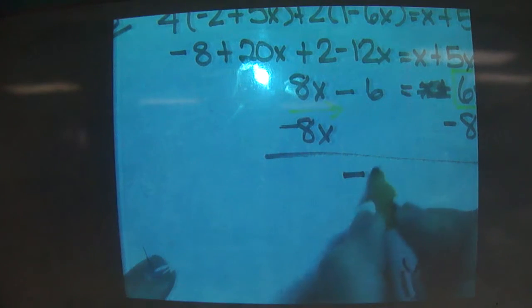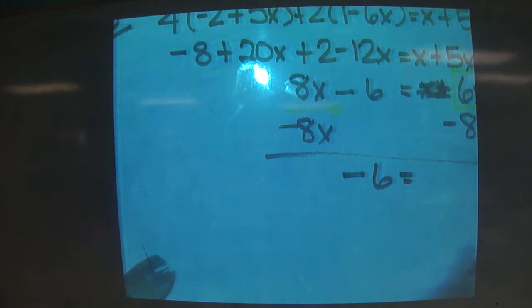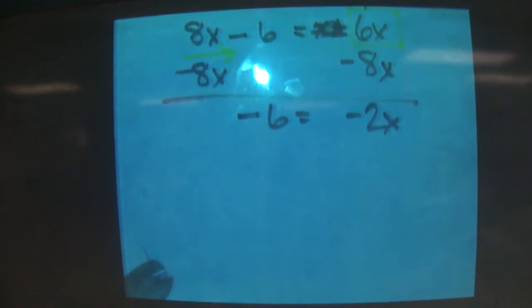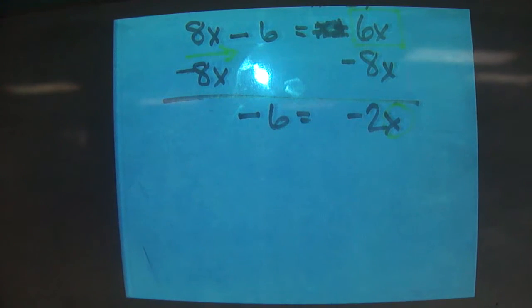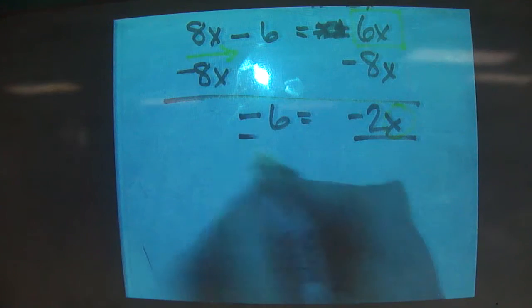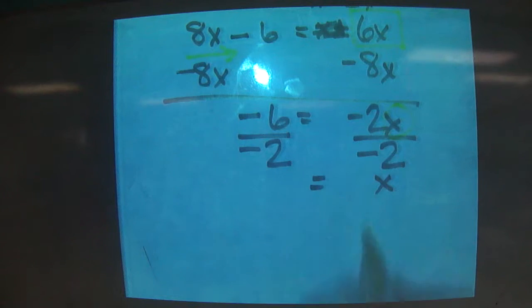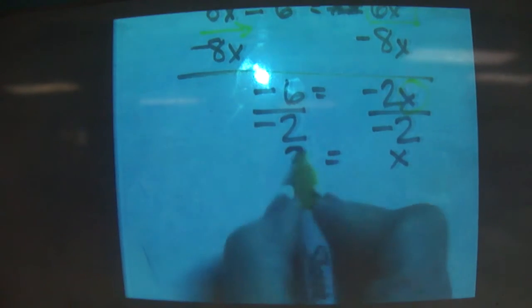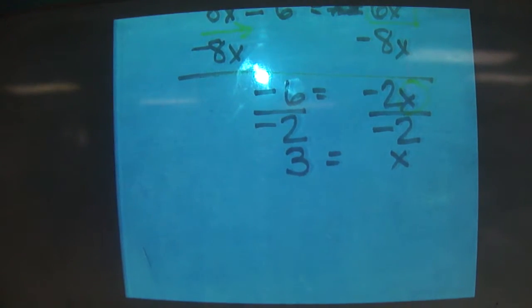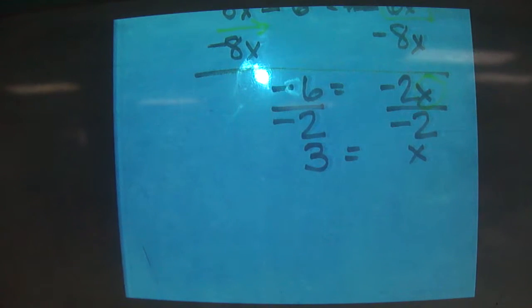So -6 equals -2x. To get x by itself, what are we going to do? Divide both sides by -2. So x equals positive 3, because it's a negative divided by a negative. Okay, that's it. Except, do you ever have to get an equation wrong? No. Never ever. That's easy.